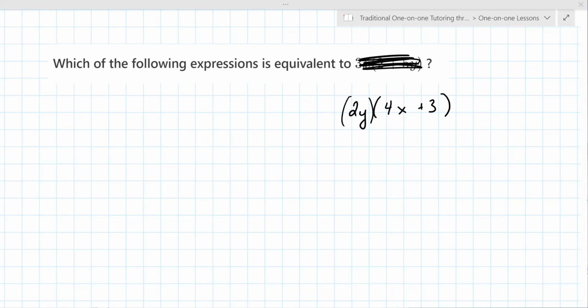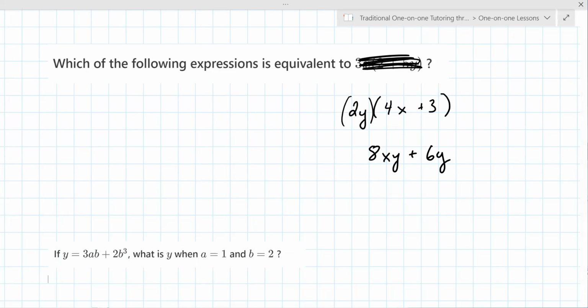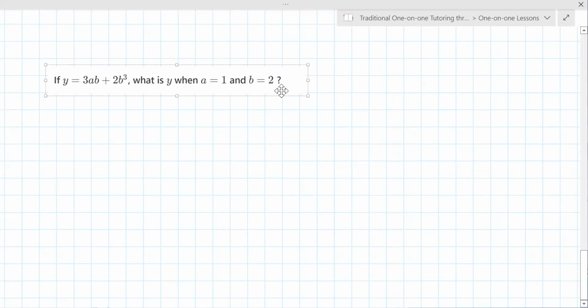Would it be 8xy plus 6y? Perfect. Yeah, good. Fantastic. Okay. So that's great. Where we kind of started the conversation, I was very concerned that we would be going back to the beginning. I think you actually know a lot more than I was led to believe here. So this is good news.